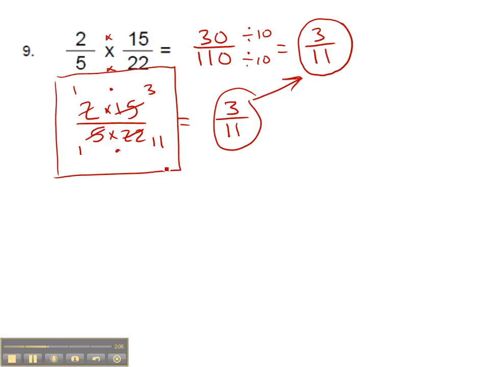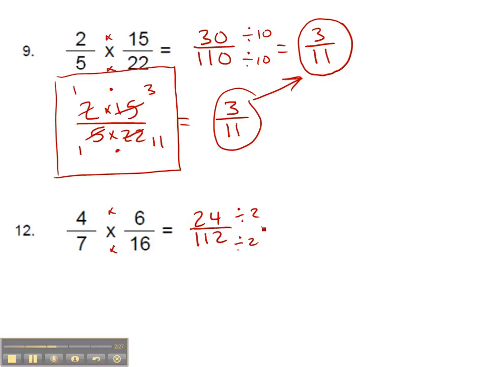I'm also going to do problem 12. Also do this both ways. 4/7 times 6/16. 4 times 6 is 24. 7 times 16 is, let's see, 70 and 42, that's 112. Then I can divide by, I don't know for sure, I'll divide by 2. I know that will work because they're both even. 24 divided by 2 is 12, and 112 divided by 2 is 56.